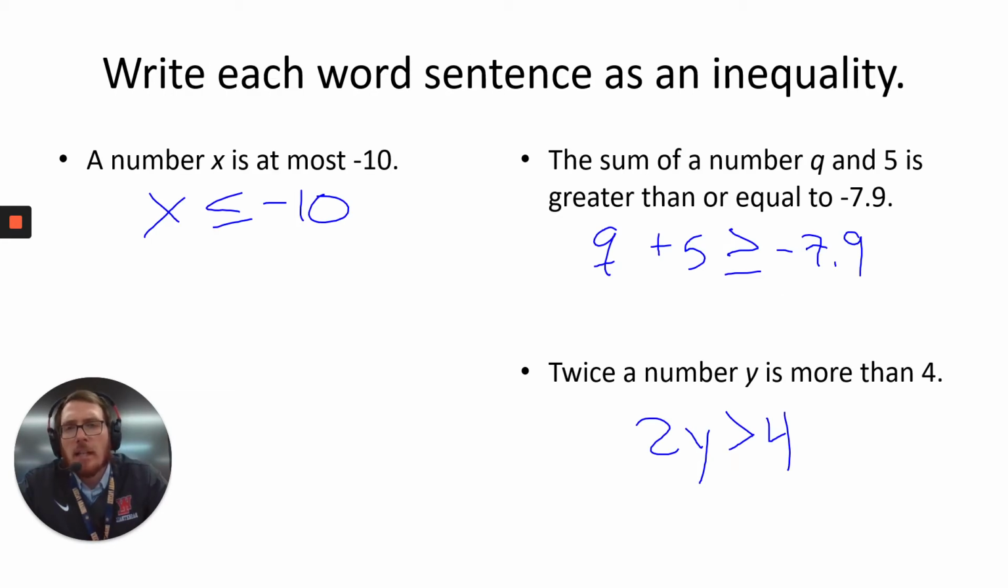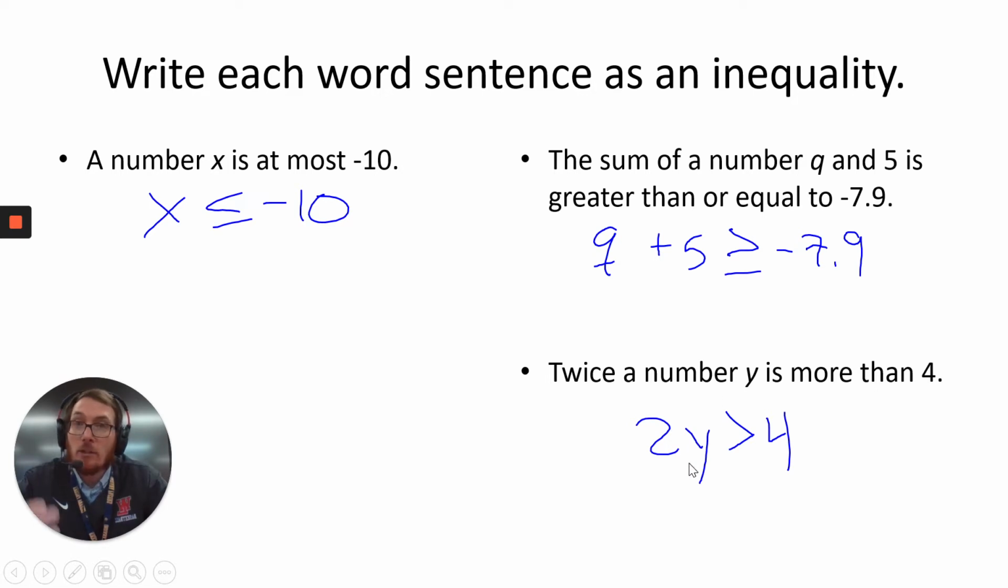You're going to have some questions that ask you to just set up an inequality yourself by using whatever words are there. So the key thing is if you include it or not. So this says x is at most negative 10, so that's everything up to negative 10, so that's why it's less than or equal to.